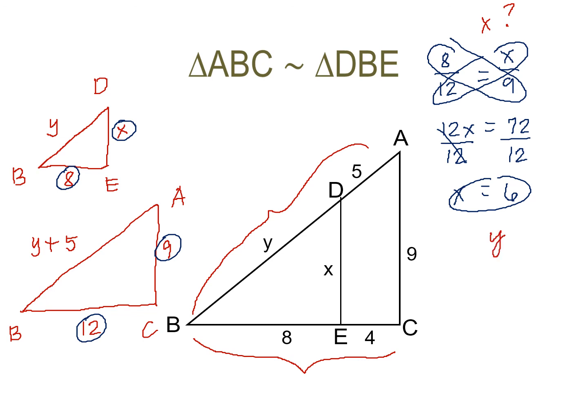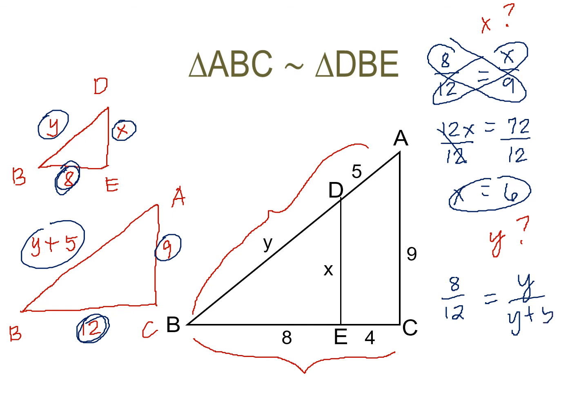Next, let us solve for the variable y. So in order to solve for y, again, let us form a proportion from the given corresponding sides. Again, we have 8 is to 12, but this time we will equate it to the corresponding sides having the variable y. So we have y is to y plus 5. Cross multiply, so we have 12y is equal to 8 times y plus 5.